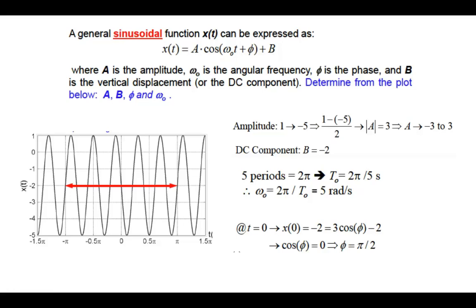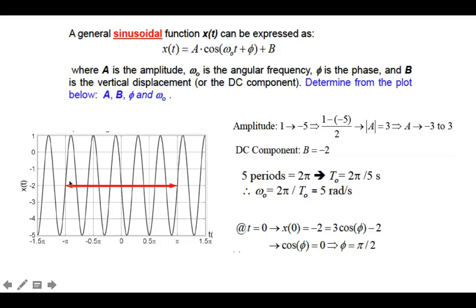Now what we need to do is find the angular frequency and the phase. So first, let's look at the angular frequency. This is in seconds. If we look here, if we go from -pi to pi, or a full swing of 2 pi, that's equal to 1, 2, 3, 4, 5 full repetitions of this function. So 2 pi is equal to 5 periods, or 5 times T, where T is the period. So the period is 2 pi over 5.